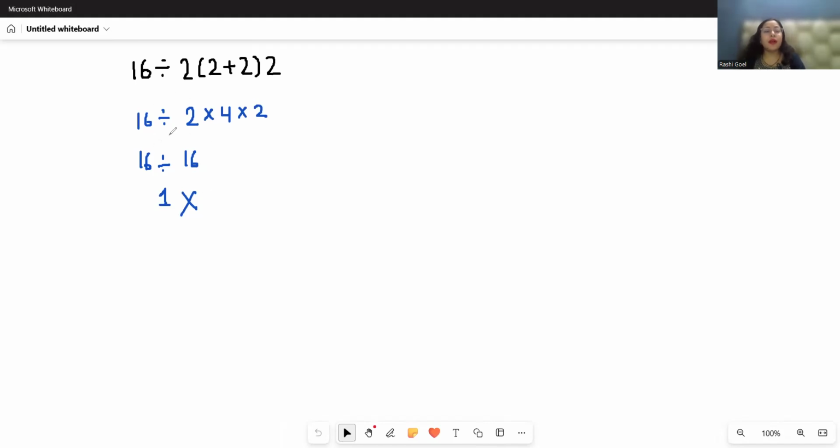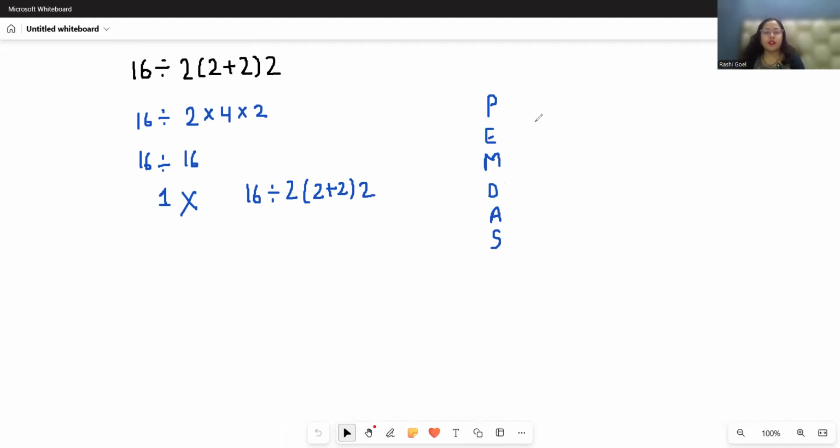When you are given multiple operations in an expression like this, with a division sign, then a bracket, addition, and multiplication, you have to follow the order of operations, which is also known as the BODMAS or PEMDAS rule. So when you take the right approach, you will always reach the right answer.